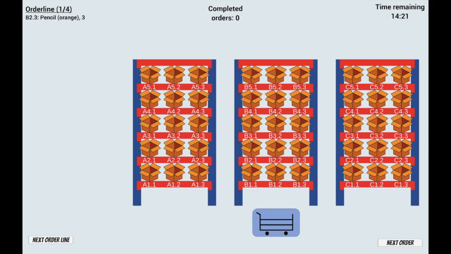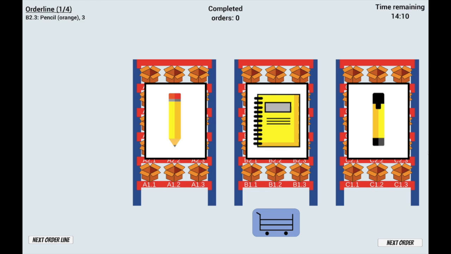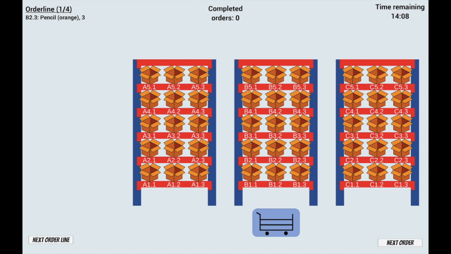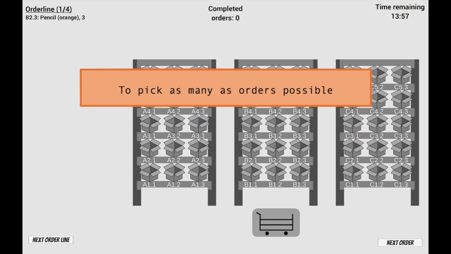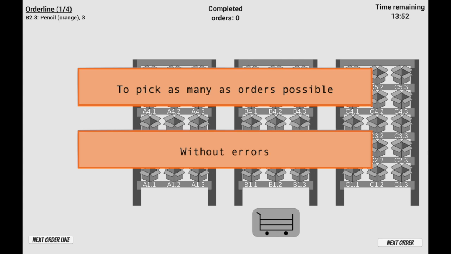This is the game setting. You see 3 racks, A, B and C. In each of the boxes, office supplies are stored, for example, pencils, notebooks and highlighters. You have to pick these items according to your pick list and drag them from the box into the blue picking cart. The goal of the game is to pick as many orders as possible. Important is that you pick them as accurately as possible too, so without errors.